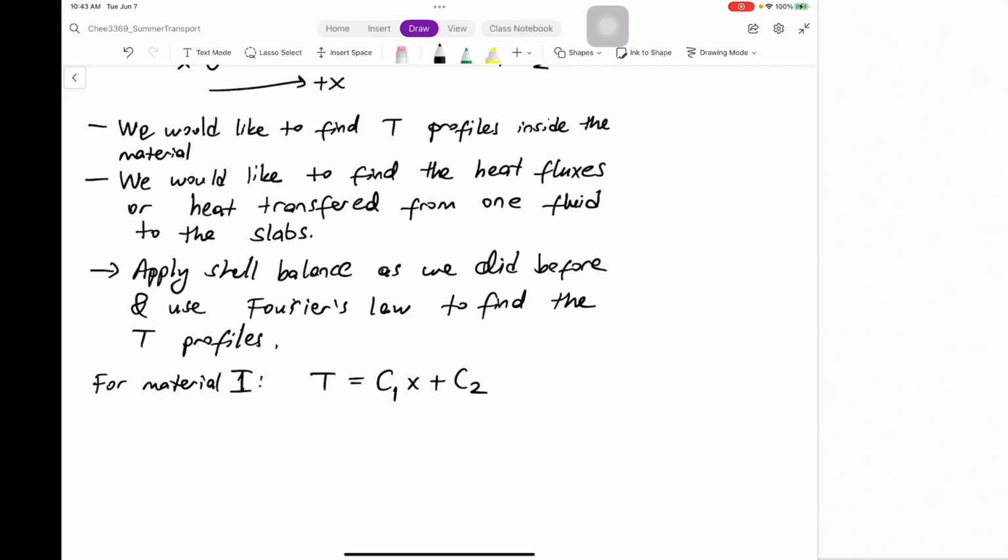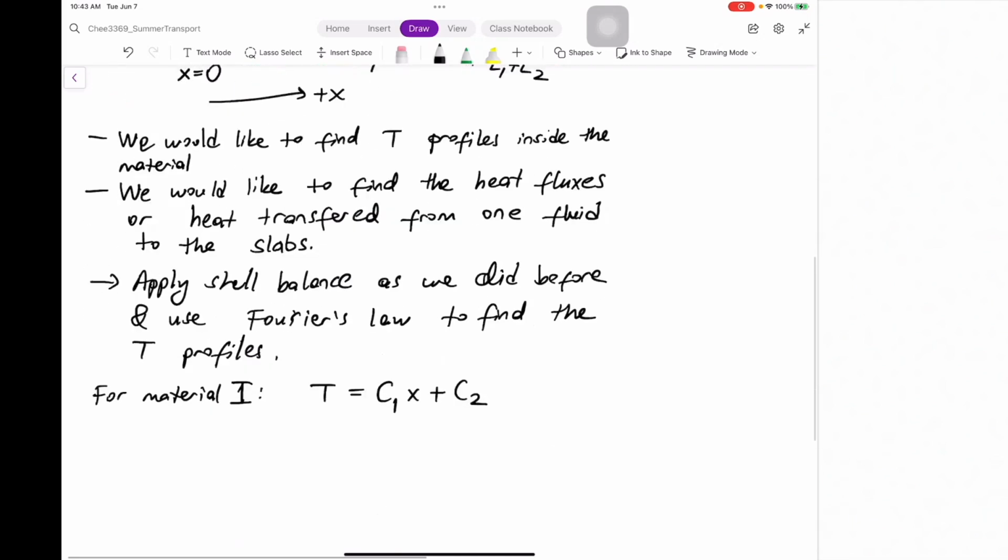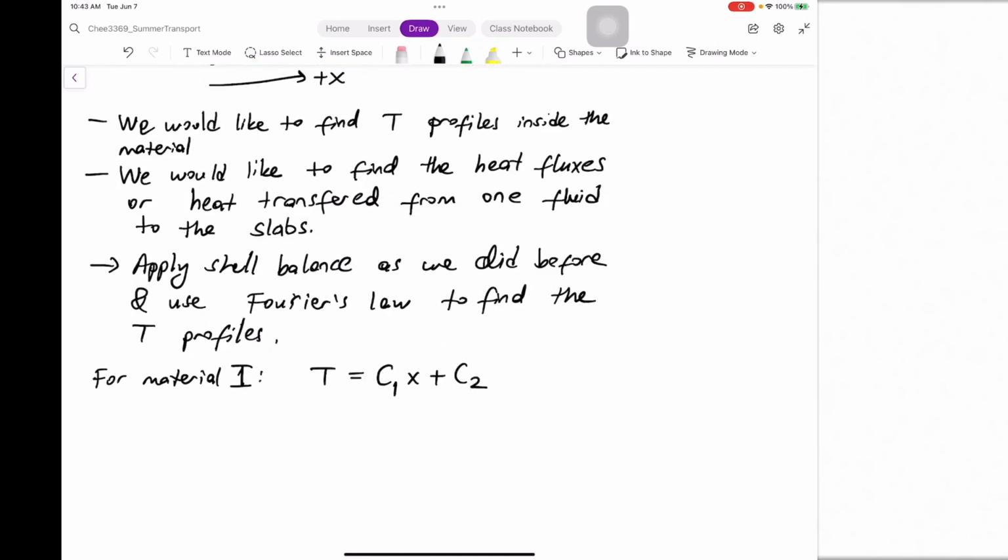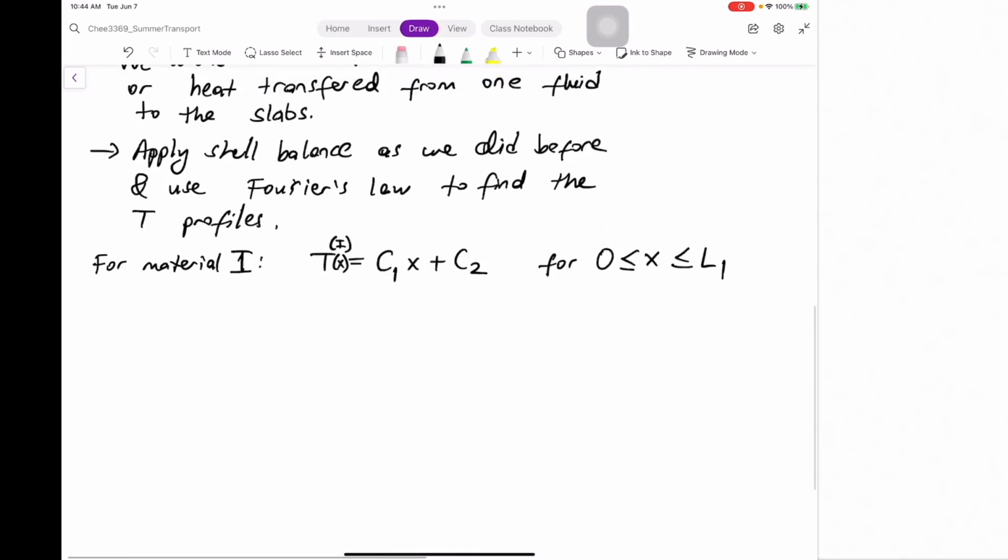Just let me know if you need any clarification about this T is equal to C1x plus C2, if you think that it doesn't resemble the result we found earlier. So this is for material 1. You can label it as T1. It's basically a function of x for material 1, for x between 0 and L1, because material 1 has a thickness of L1.